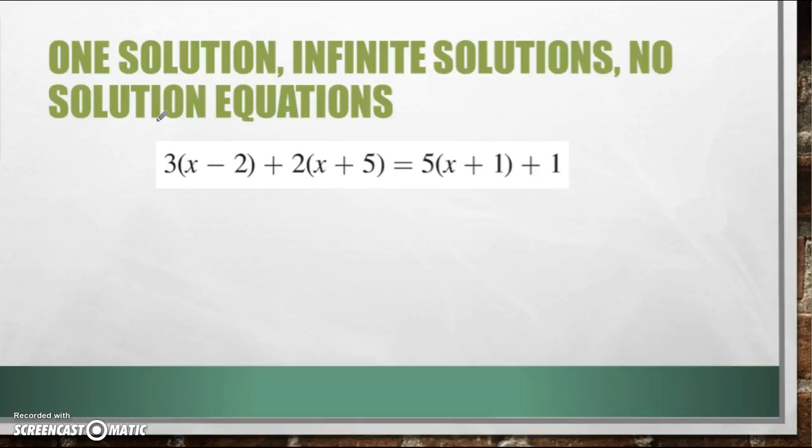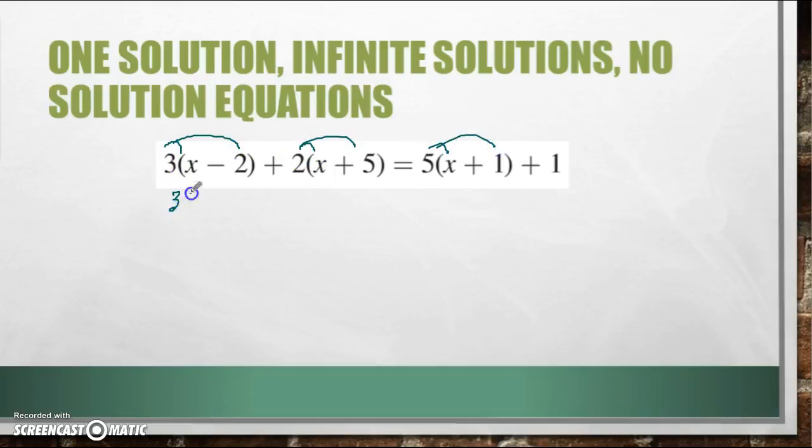And to know which option is which, as you're simplifying, something is going to happen with the variable. And I'll show you what happens so that you know between infinite solutions and no solutions. So again, we've already looked at one solution equations where you have x equal one number. These two have a slightly different approach.